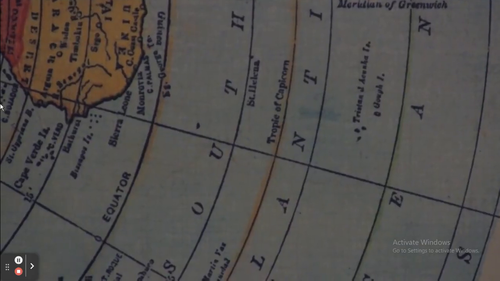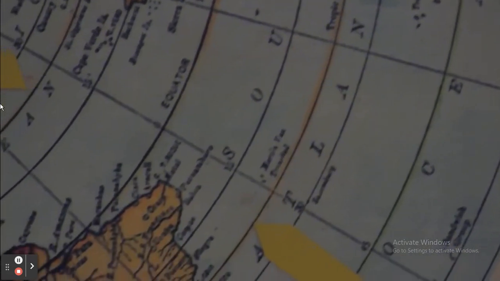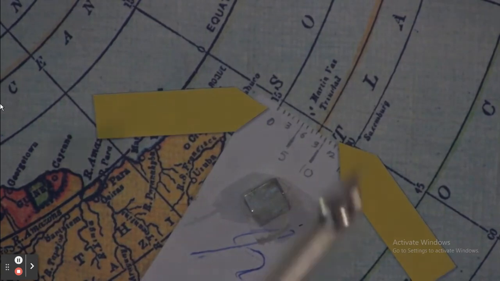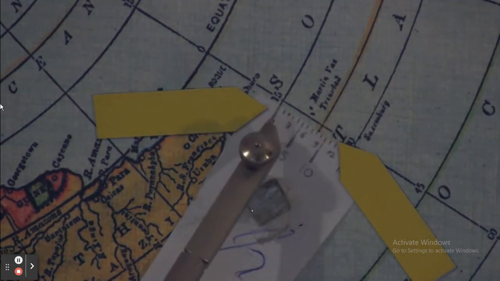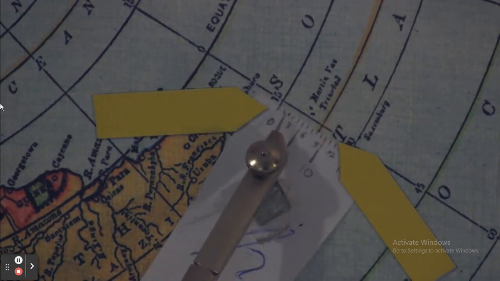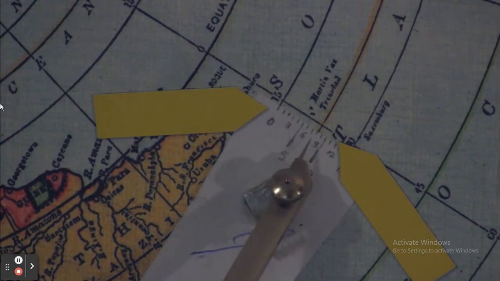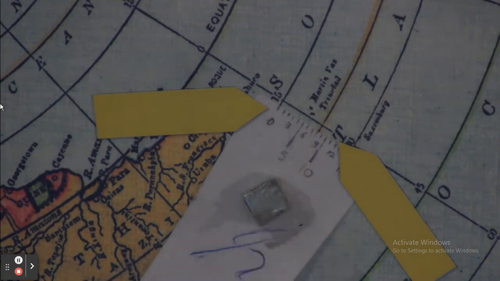Let's measure the Tropic of Capricorn. Can you see it? This is a 15 latitude line plus 5. It's 20 and then 21, 22, 23 and just a bit over the 23. So it's between 23 and 24. It's just over the 23 mark.